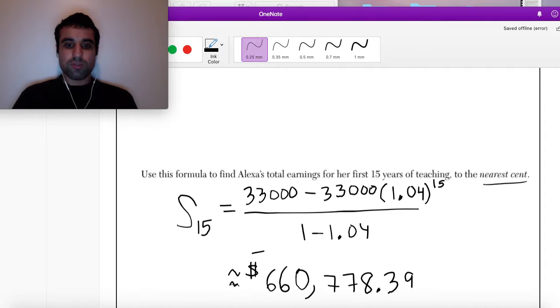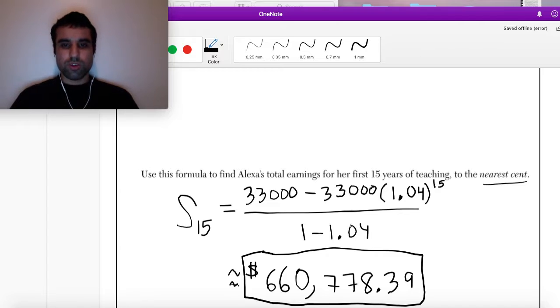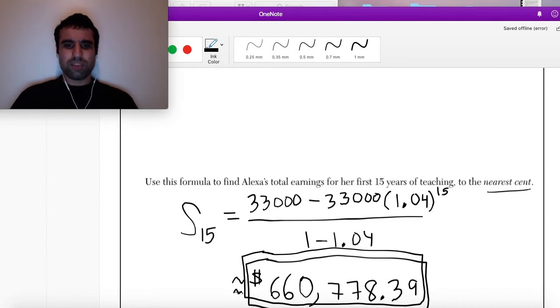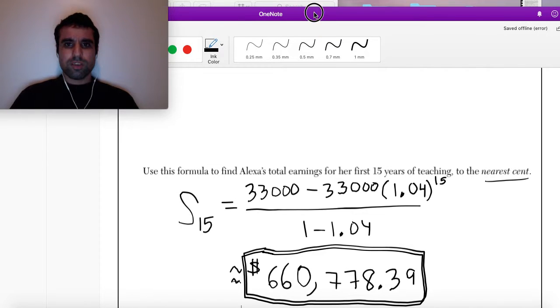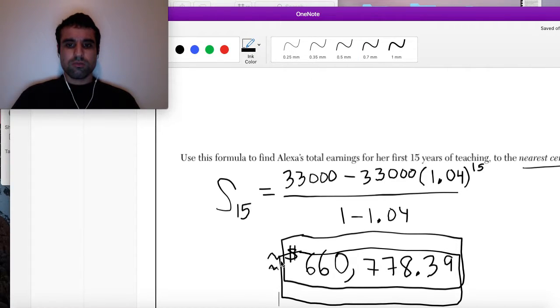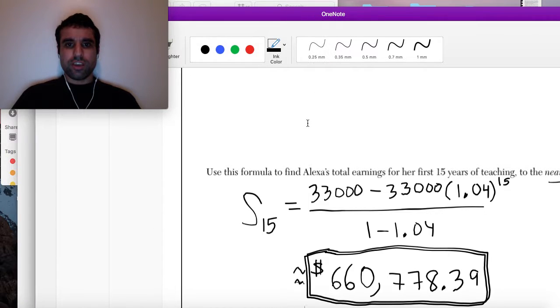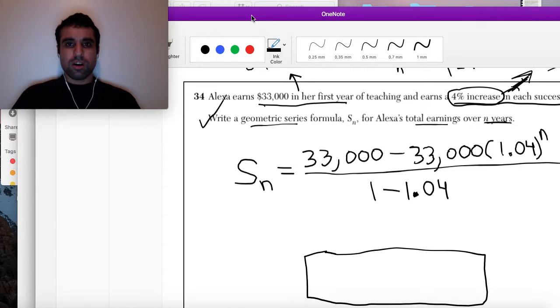And it's approximate. That's all there was to it, guys. That was question number, what question number was this? 34. Why is that box not moving? That's weird. Something had to have gone wrong. That's interesting. Okay, so that was 34. Can I get rid of this box?